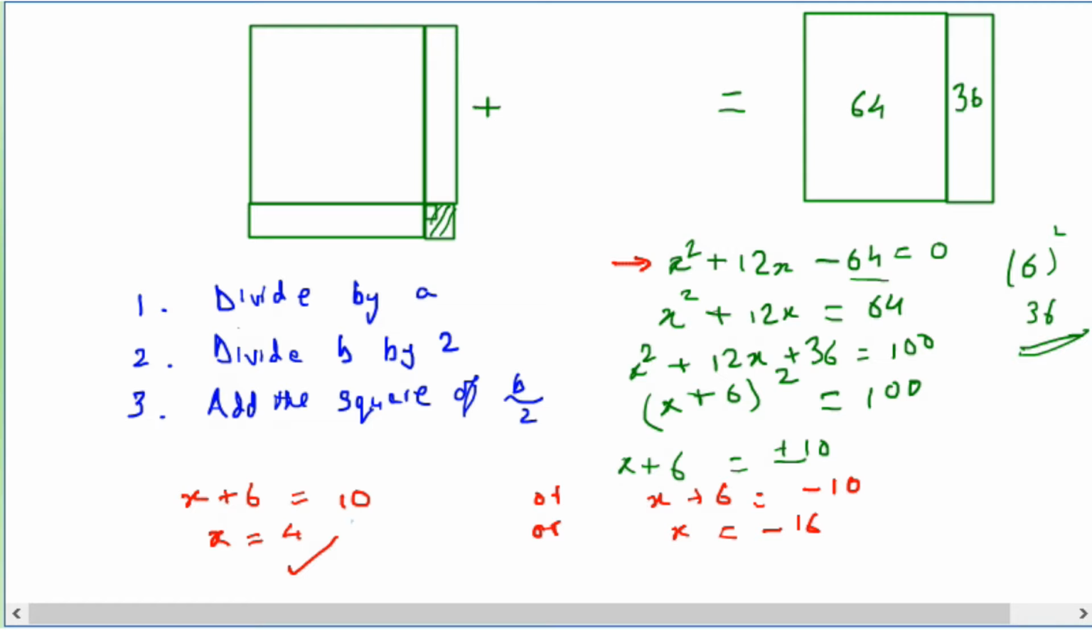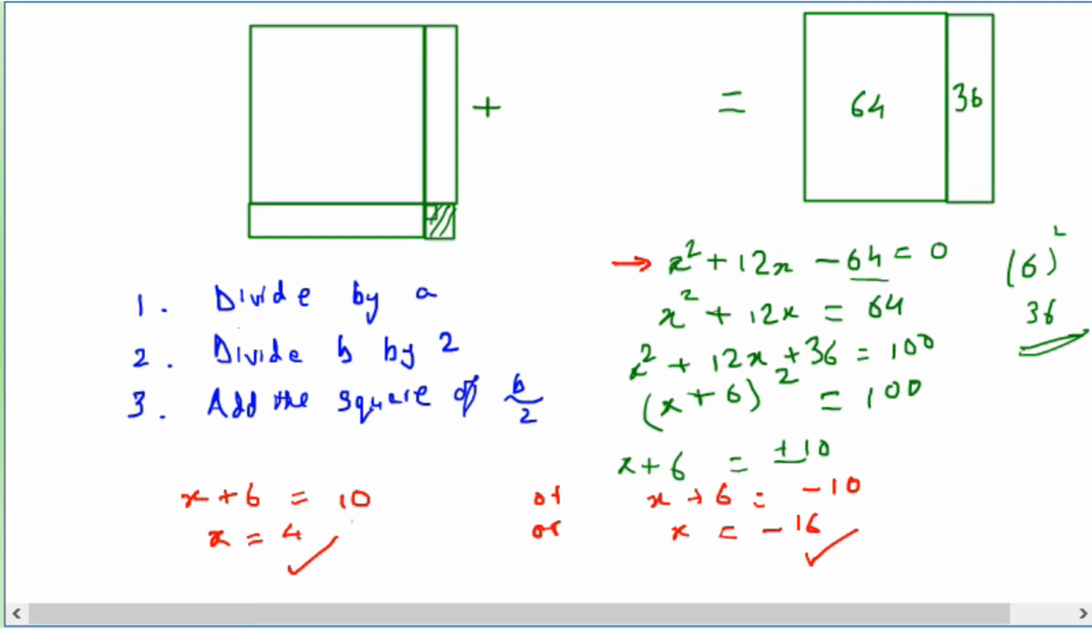Now taking the other side, where x is equal to negative 16, we see that the square of negative 16 is 256, and negative 16 times 12 gives us negative 192. So 256 minus 192 will give us again 64, and 64 minus 64 is 0. So that means x is equal to negative 16 is also a root of the equation.